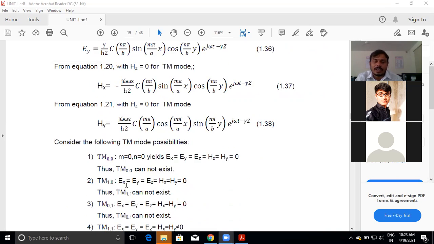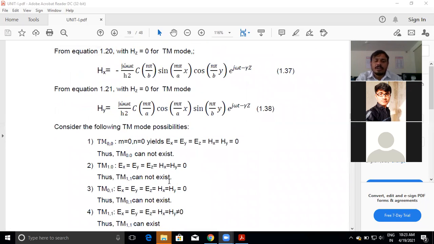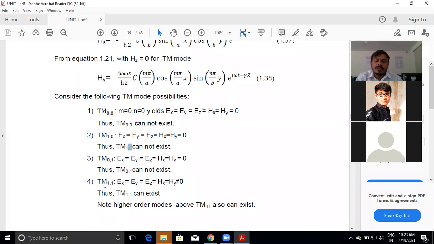And TM10, here also we have all components 0. That indicates this is also not existing. So TM01, this is wrong, I think. So TM01 is also not existing. But TM11, we have all the field components. That means the minimum mode existing in our TM mode is TM11. The minimum mode existing in the transverse magnetic mode is TM11. So TM00 is not existing, TM01 is also not existing, TM10 is also not existing.